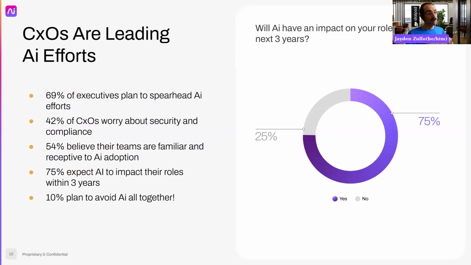Now, 42% of those CXOs are worried about the security and compliance of it. And that ties into what we were saying before around the accuracy of the data, the government regulation. And there are a couple more things that overall roll up into that security and compliance, which we'll get into later. And 54% of their teams believe that their team is already familiar and receptive to AI adoption.